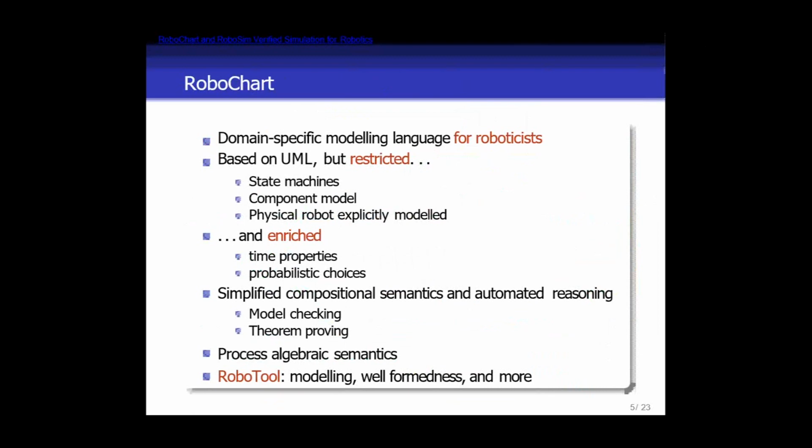There's a simplified compositional semantics and automated reasoning that makes it suitable for very automatic uses of model checking and quite automatic uses of theorem proving. The semantics is a mathematical model familiar to some of us here, process algebra. And there's a tool, a plug-in for Eclipse called RoboTool, where you can construct your model and check well-formedness and do the proofs and so on.